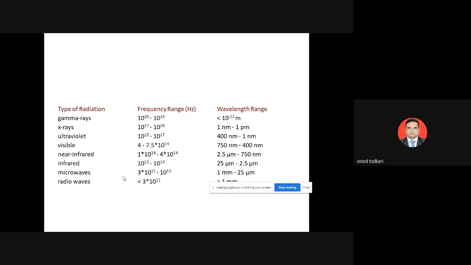Now, if you are preparing for some competitive exams, you can remember this. This is the ascending order. If you go down, the wavelength is increasing.